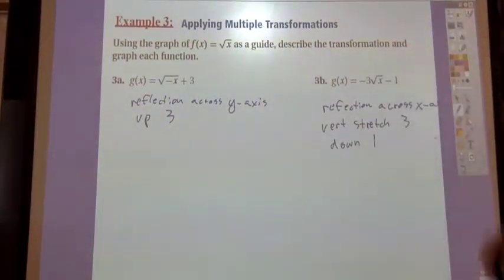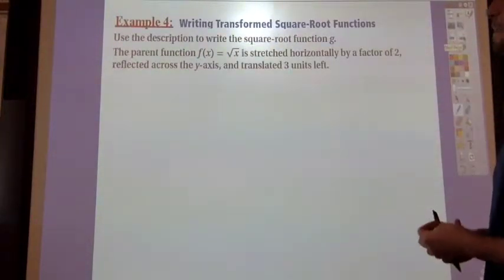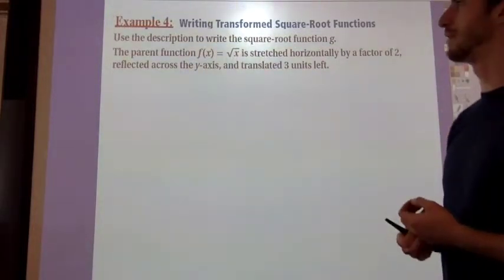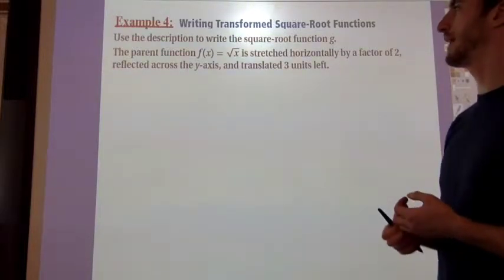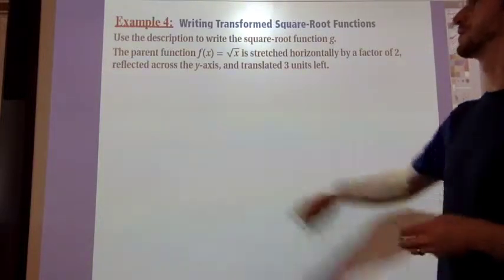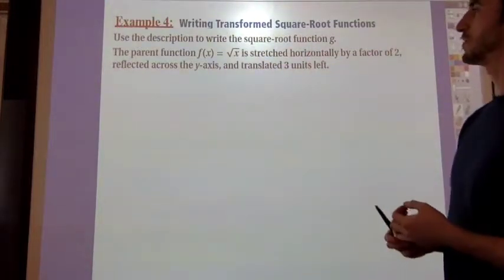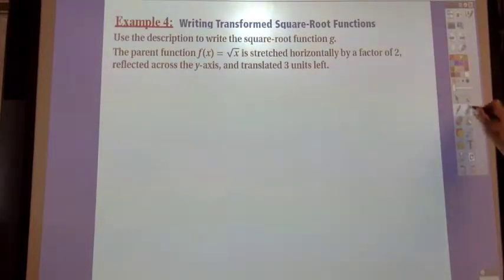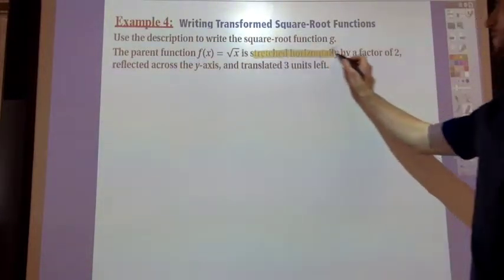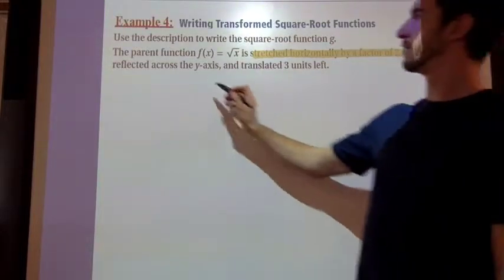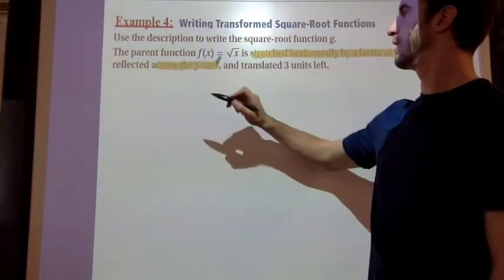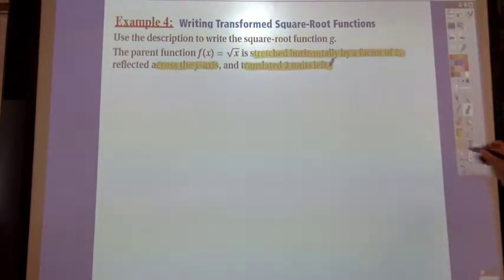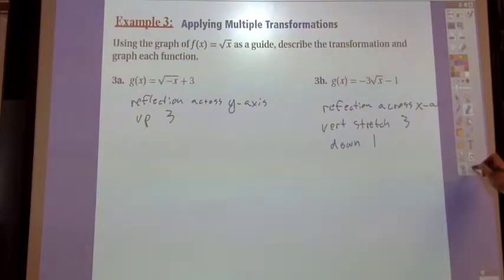Okay, next slide. Use the description to write the square root function g. The parent function f of x equals square root of x is stretched horizontally by a factor of 2, reflected across the y-axis and translated 3 units to the left. I hope you can still see that. It's probably confusing. I'll erase it.